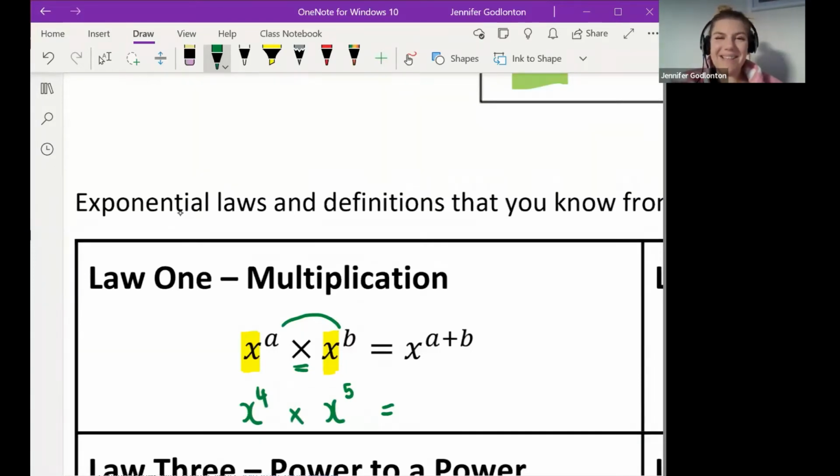Don't panic. Take a chance, guys. I love these things. And I love exponents.